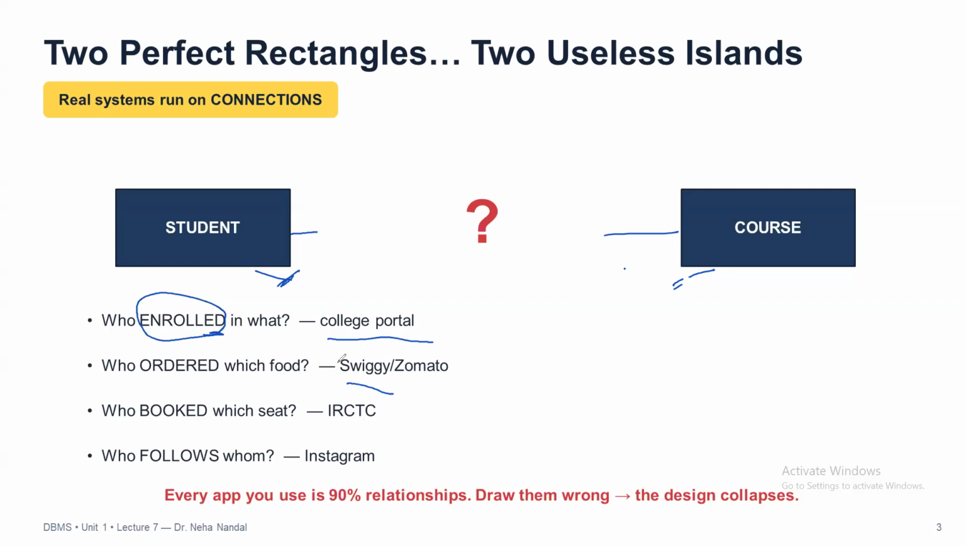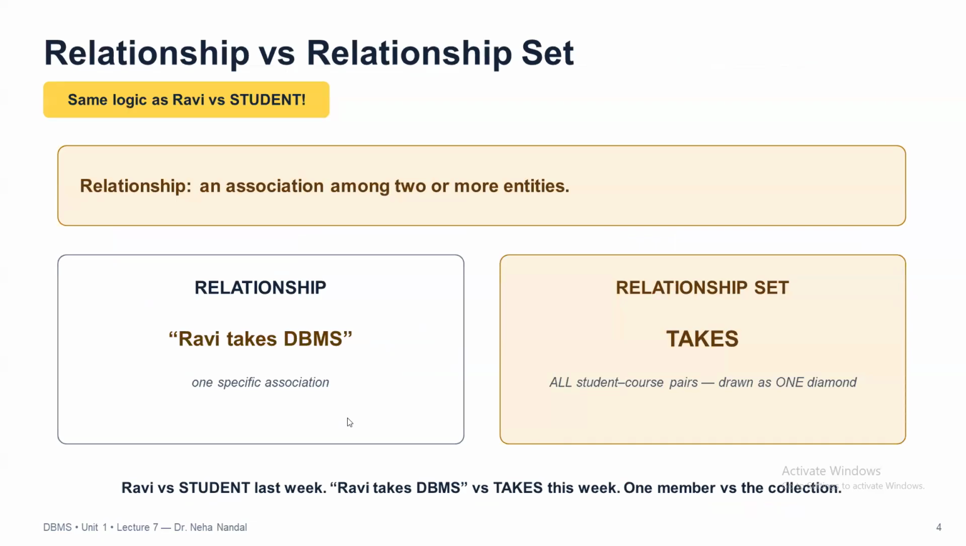Your data may be 10% entities and 90% connections. So if you find these connections correctly, the entire database will work nicely. And if you get them wrong, the entire design can collapse. Today we are going to see how we can connect these things and what the different constraints, rules and regulations are while working with relationships. Let's go further. Now we have one more term, relationship sets. Let us see that.